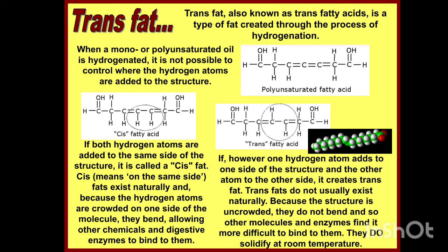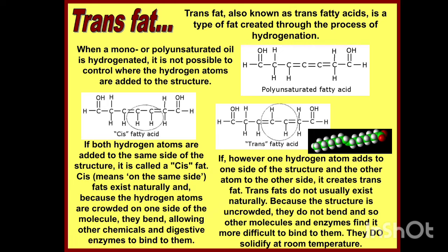Now, talking about trans fat, also known as trans fatty acid, is a type of fat created through the process of hydrogenation. When a mono or polyunsaturated oil is hydrogenated, it is not possible to control where the hydrogen atoms are added to the structure. If both hydrogen atoms are added to the same side of the structure, it is called a cis fat. Cis means on the same side. Cis fat exists naturally, and because the hydrogen atoms are crowded on one side of the molecule, they bend, allowing other chemicals and digestive enzymes to bind to them.